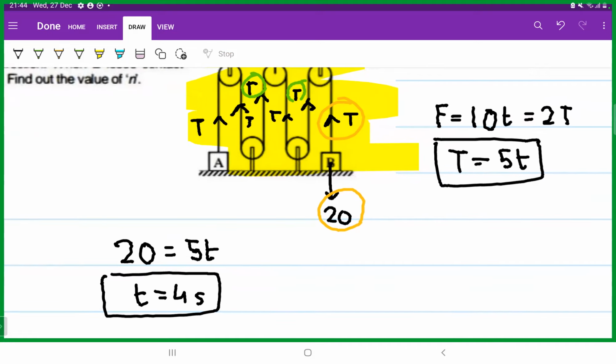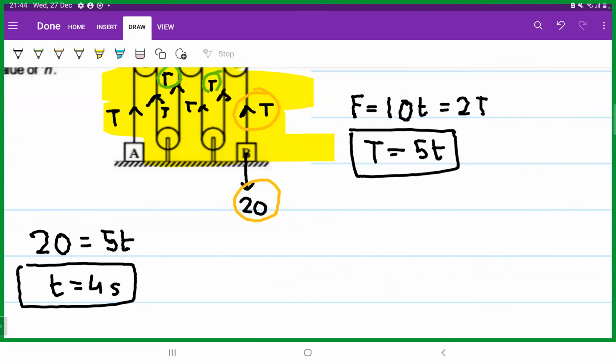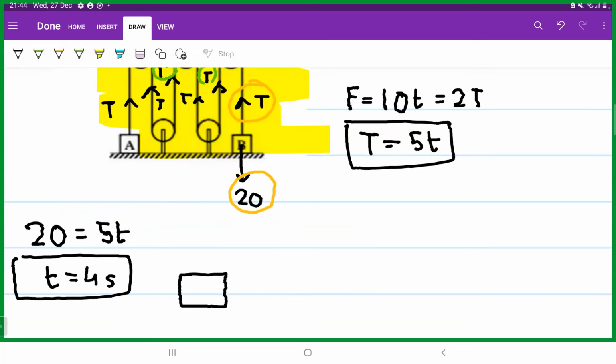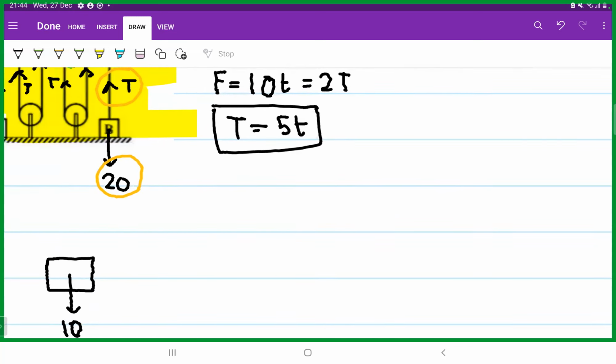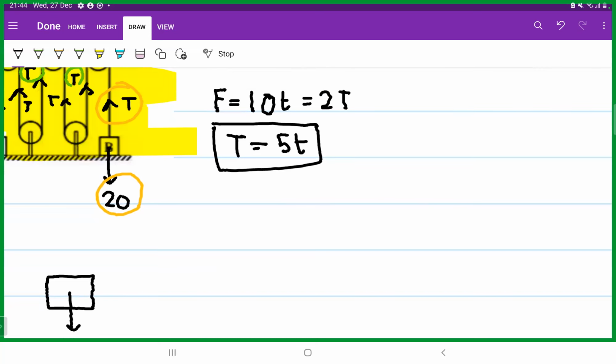Now for t equal to 4 seconds, let's write the equation of all the forces for block A. Let me draw the free body diagram properly. So this is the block. We have a weight of 10 N acting as a downward force, and we have a T over here.